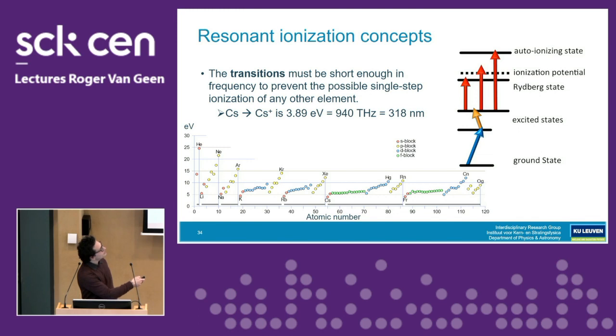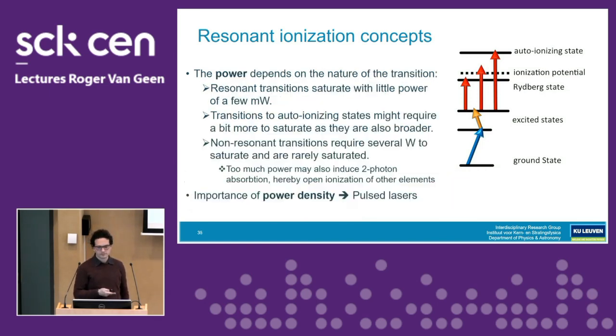You can have also excitation to Rydberg states. Those are atomic states that are very close to your ionization threshold, and if you apply electric fields, you can actually push down the ionization threshold so that they go below your Rydberg state, and then suddenly they become ionizing states. And the third way is just to give it enough energy at the end to go across the ionization threshold in a non-resonant way.